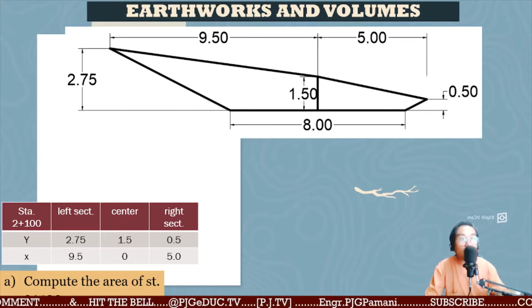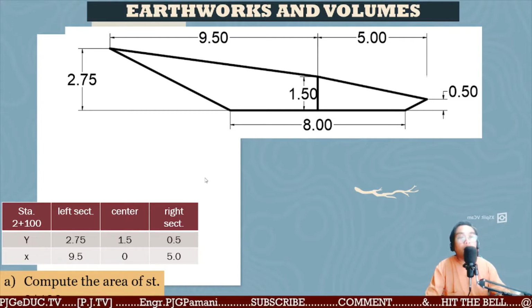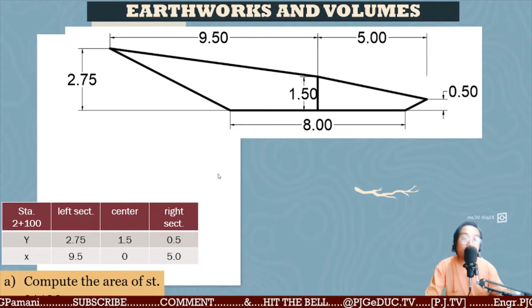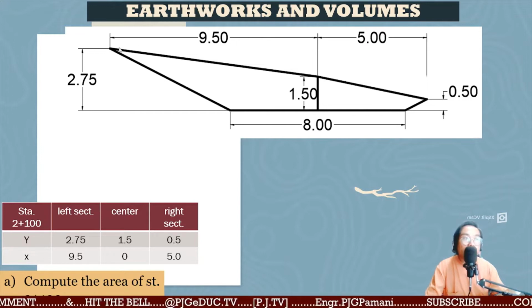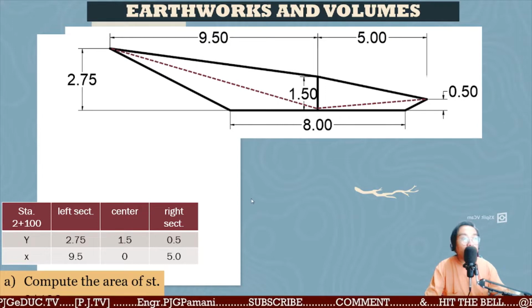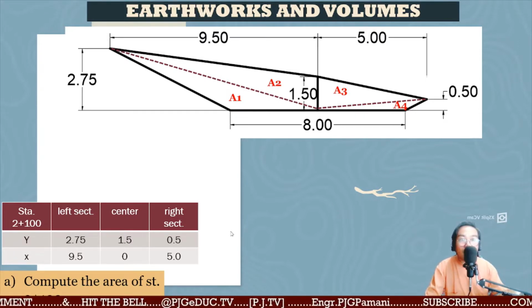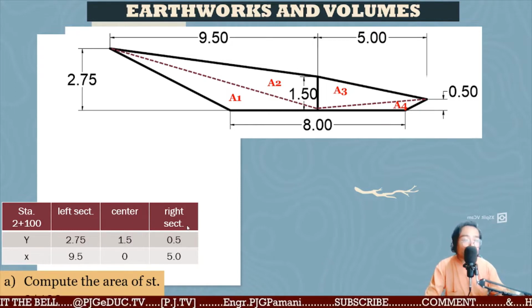Basically, as simple as dividing the section into multiple regular triangles. So multiple regular triangles, 1/2 base times height. How are we going to do that? Subdivide it into multiple sections. So this is how we are going to subdivide it: section A1, area 2, area 3, and area 4. So more or less, we have 4 regular triangles here.